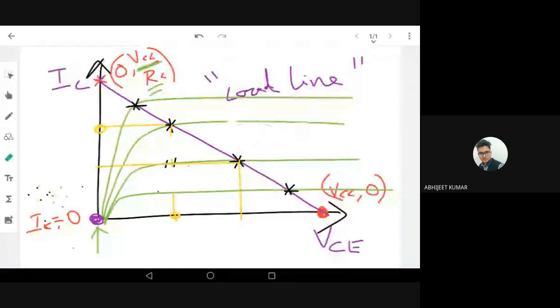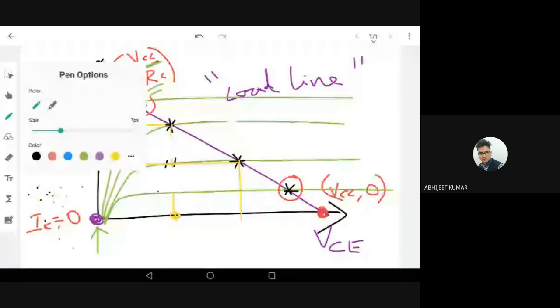Definitely you can tell me that I don't want my Q point to lie on this point. First of all this is bad. Now this point is also bad. Who can tell me why? Because there is not much room to vary our signal. Yes, there is very little room to vary our signal. Definitely, you're right.